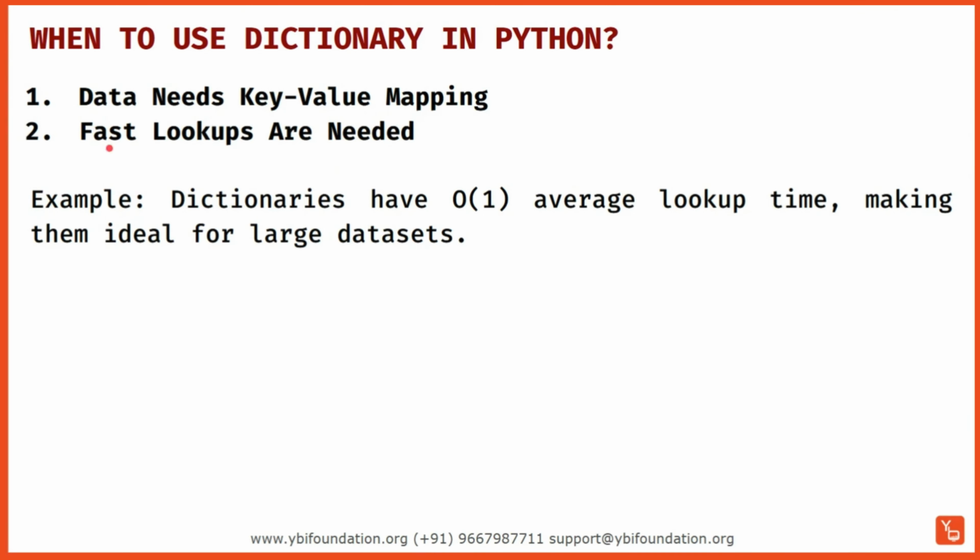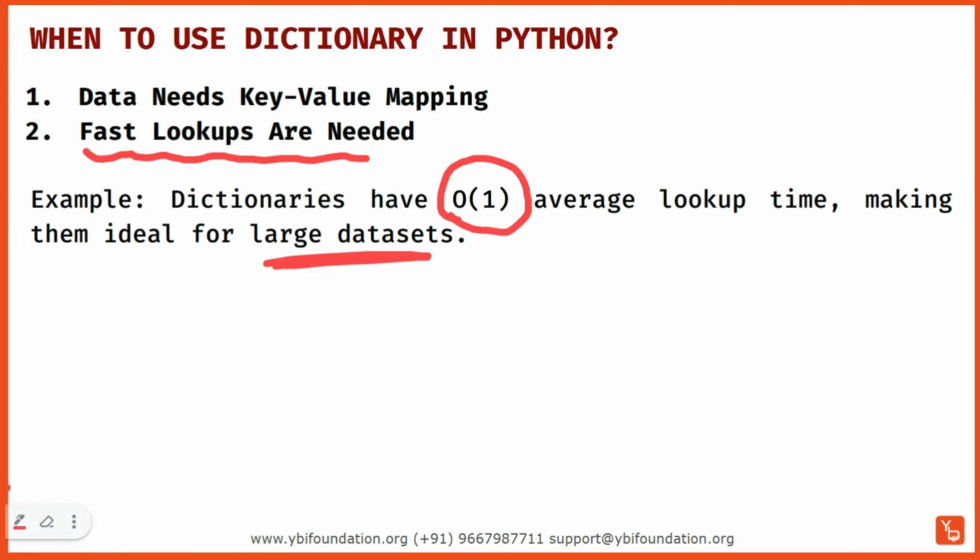Second use case, that if we are looking for fast lookup, or we want to retrieve the information very, very fast. So dictionaries have O(1) on an average lookup time, making them ideal for large data set. So if we have to retrieve information from really a large data set, we prefer the dictionary key value data structure.